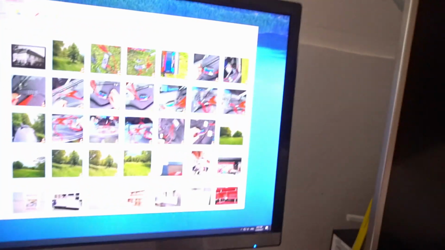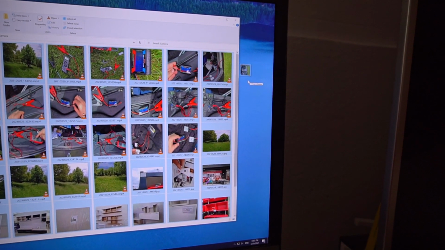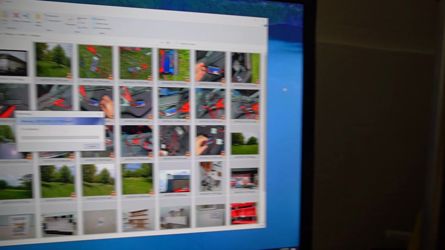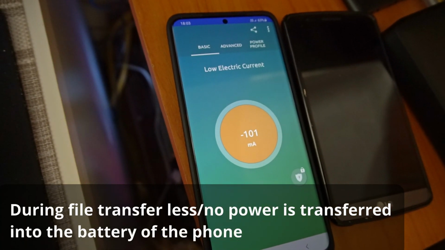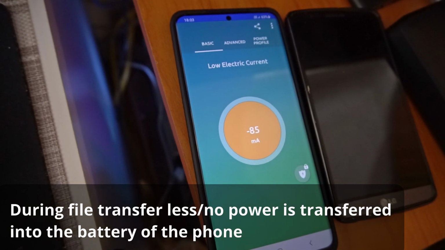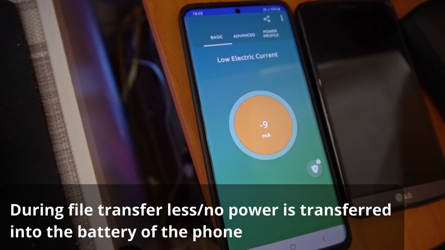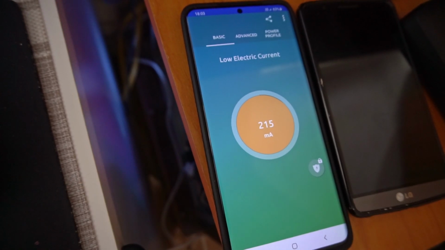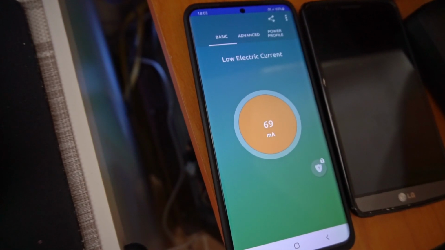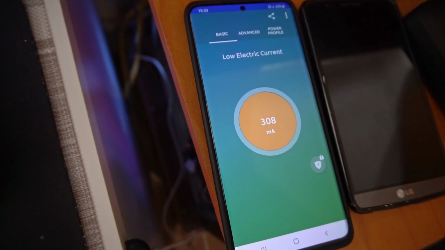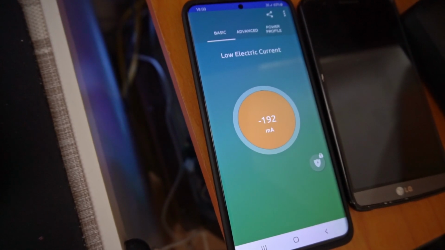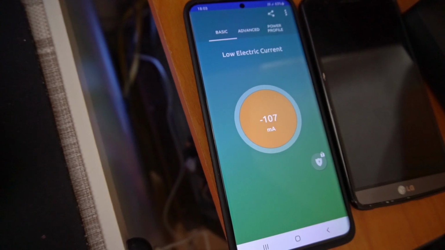Okay, and if I simply drag and drop those files onto the desktop, it's moving them. Now it's minus 100, so it's discharging. Before, the value was positive, so minus 9.200, now that's a positive value, it's charging. 69, 300, so now it's charging, now it's discharging the phone.